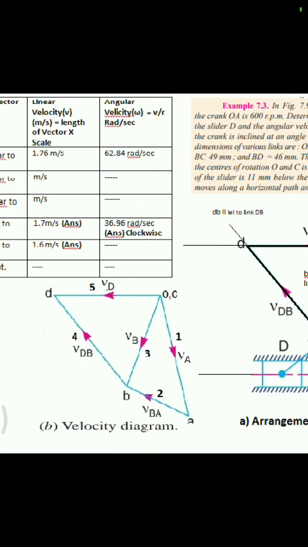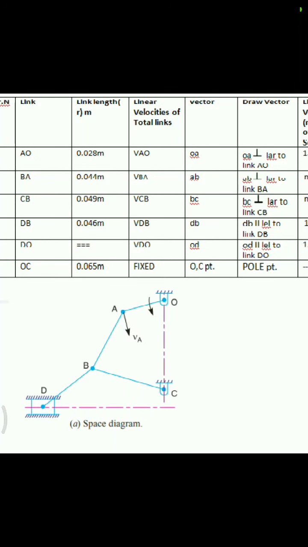Let us start to draw the space diagram first. In this numerical, number of links are given equal to 6. So we write down all the links in sequence form. First link is AO, second BA, CB, DB, DO, AOC. So AO is the crank which is 0.028 meter long. BA is 0.044 meter long. CB is another link 0.049 meter long. DB is 0.046 meter long. OC is 0.065 meter long.